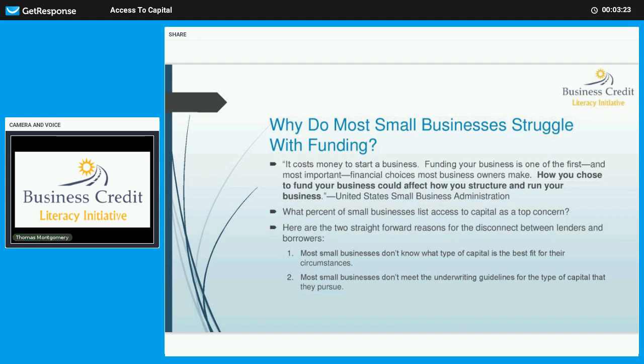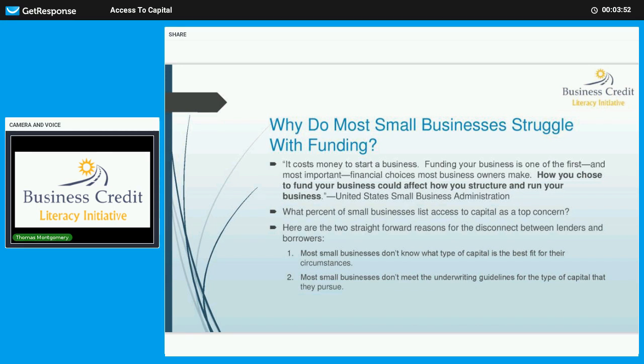Secondly, it asks, what percent of small businesses do you think state that access to capital is a key concern? Well, I can tell you that according to the SBA, it's the vast majority. Over 90% of small businesses identify access to capital as a key constraint for reaching their potential. Now, the two reasons that this exists, why there is a disconnect, is as follows.